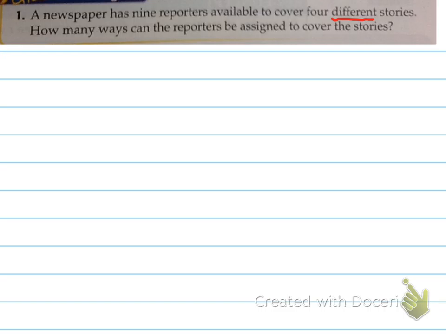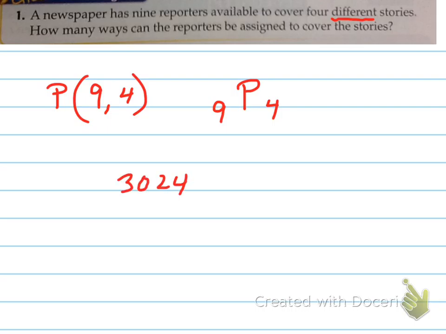So when you have a permutation where order matters, you're going to use the permutation button on your calculator in the probability menu, which is 9P4. 9 choosing 4 is what people say. 9 choose 4. Permutation, which should be 3024.